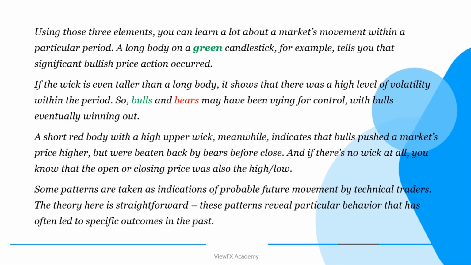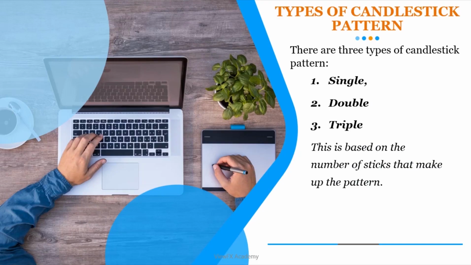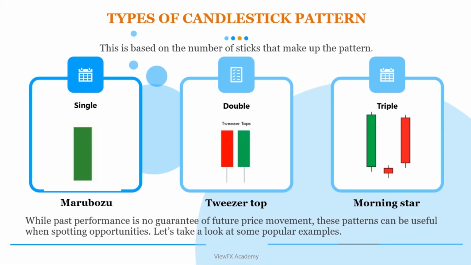Some patterns are taken as indications of probable future movement by technical traders. The theory here is straightforward. These patterns reveal particular behavior that has often led to specific outcomes in the past. There are three types of candlestick pattern: single, double and triple. This is based on the number of sticks that make up the pattern. While past performance is no guarantee of future price movement, these patterns can be useful when spotting opportunities. Let's take a look at some popular examples.